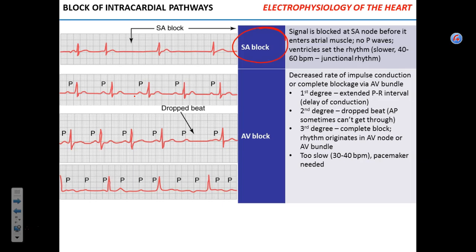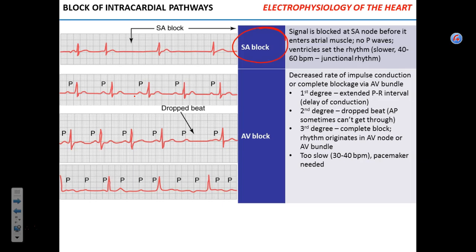what are we going to miss on EKG? P wave. Now, are we going to get whatever's down the road? Yes. We're going to get whatever's down the road. We're going to get QRS. It's going to be slightly different because since atria are not depolarized, they're not going to get repolarized. Okay? But we're still going to have a heartbeat.